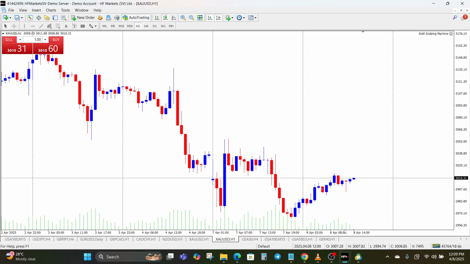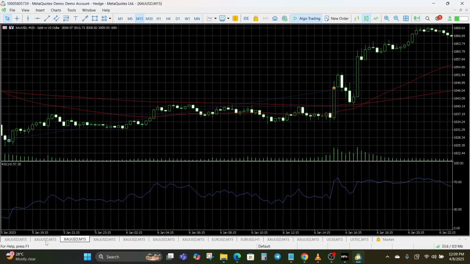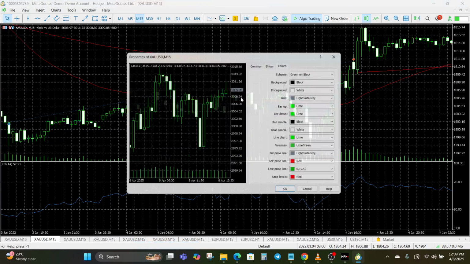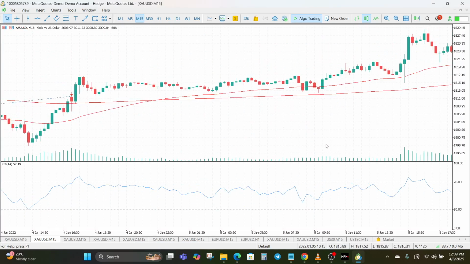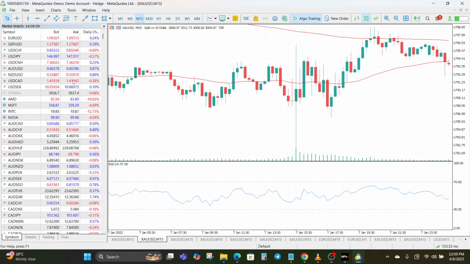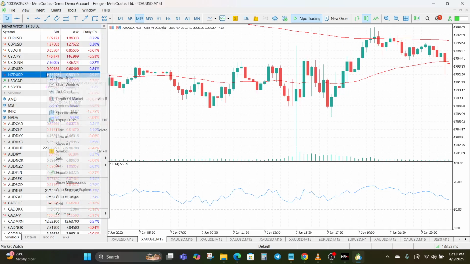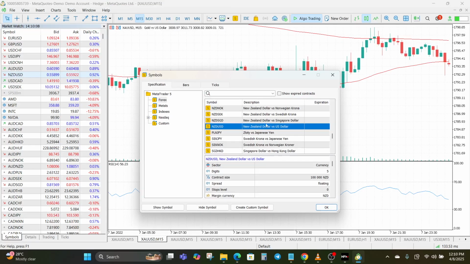On your MT4 or MT5 platform, whichever one, gold is represented as XAUUSD. So this symbol shows the price of gold against the US dollar. To find it, open your market watch. Right click and choose symbols. All right. You scroll through the list or you just search for XAUUSD.